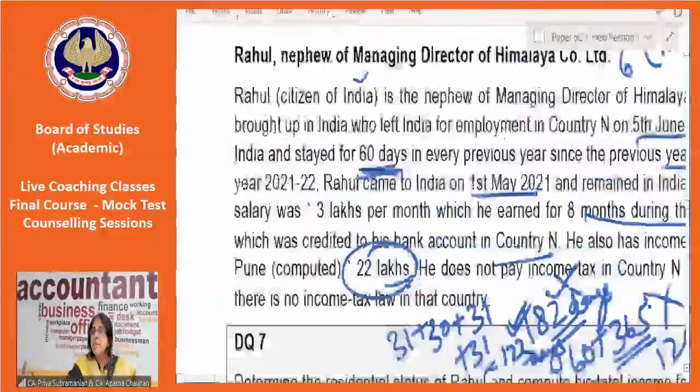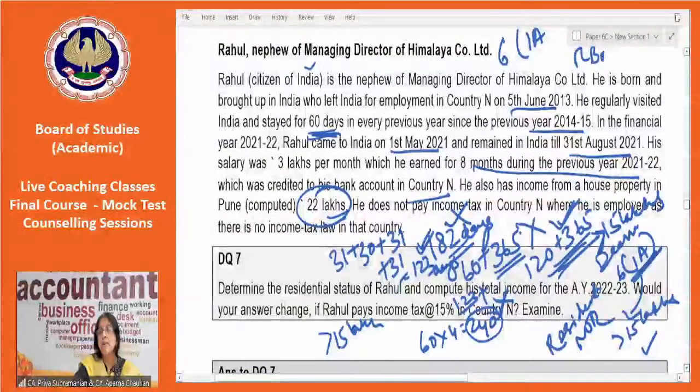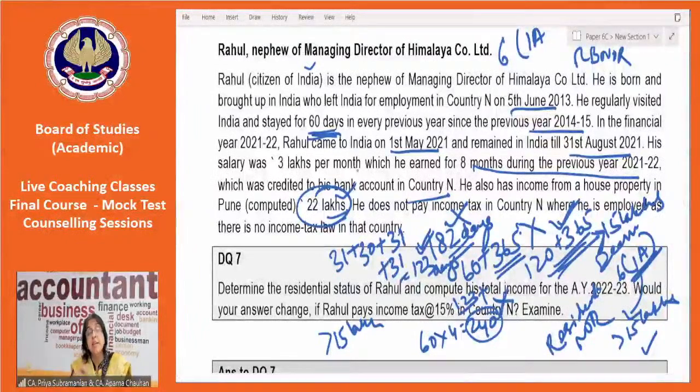Deemed resident is by default a resident but not ordinarily resident. So in the case of a resident but not ordinarily resident, what is the income chargeable to tax? Income earned outside India will not be chargeable. Income earned in Pune will be taxable. Plus, if he had any income earned outside India from a business set up in India or from a profession set up in India, that would have been taxable. But in this case, such income has not been provided. So only 22 lakhs would have been taxable in this case. Okay, this is the first case.